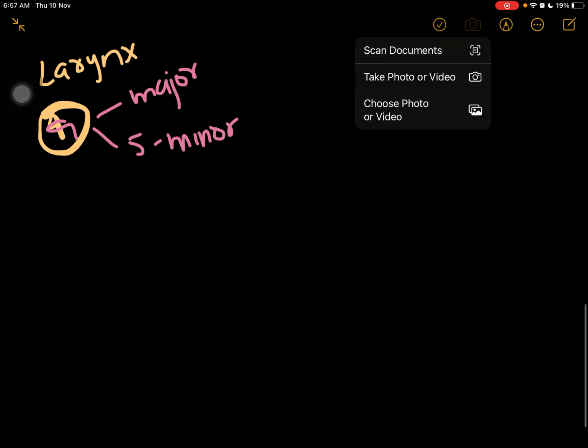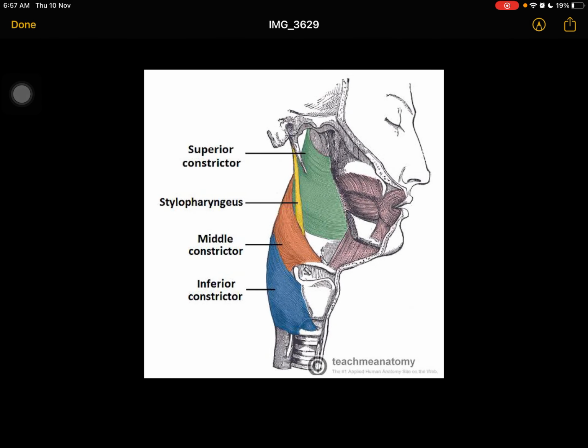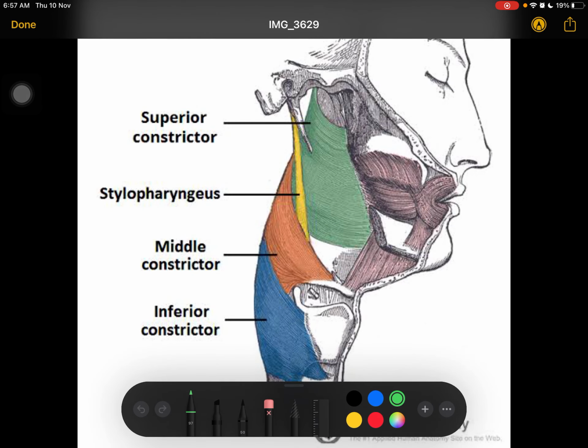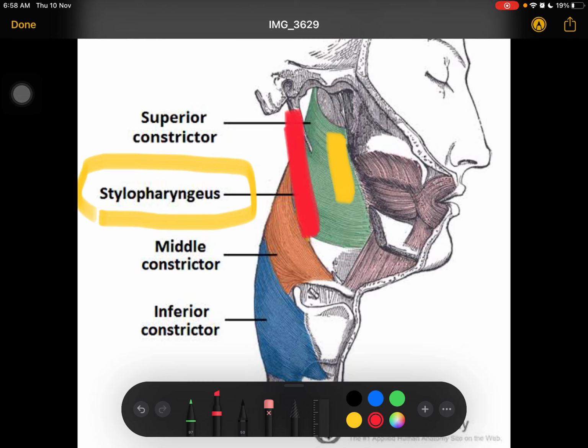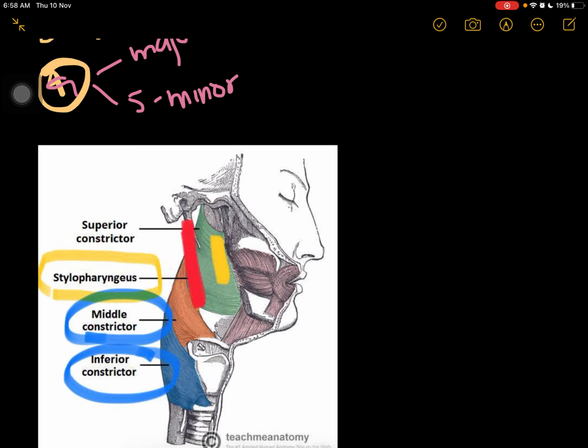Let me show you a diagram in order to make your concept more clear. You can easily see in this diagram we are having the superior constrictor, which is part of the circular muscles, right? This is the stylopharyngeus. This line is known as the stylopharyngeal, a type of longitudinal muscle, and here we are having the middle constrictor, and this is the inferior constrictor. Basically their structure is something like this.